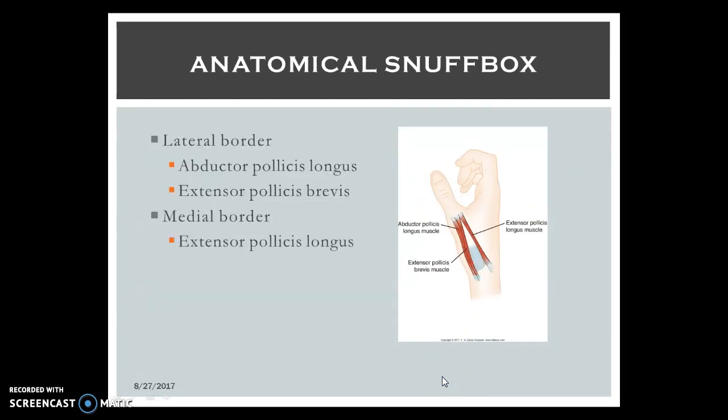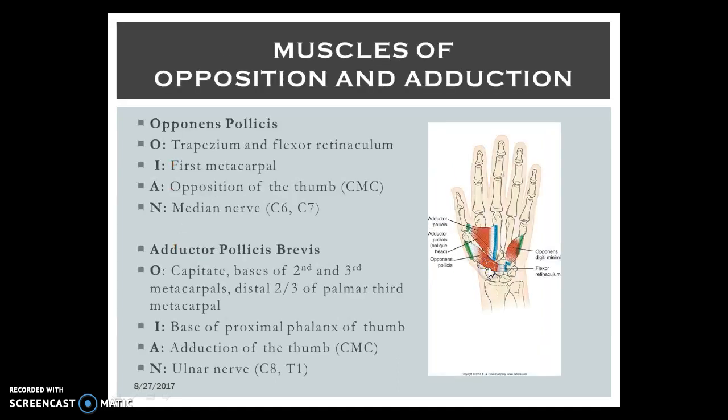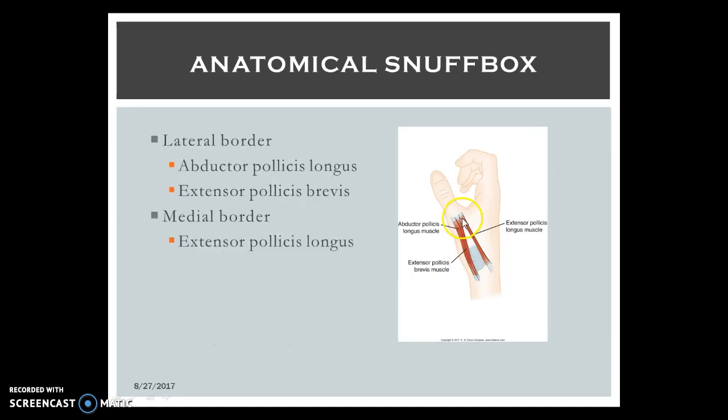The anatomical snuff box is created by 3 of the tendons that we just talked about. The lateral border is created by the abductor pollicis longus and the extensor pollicis brevis, and then the medial border is created by the extensor pollicis longus.